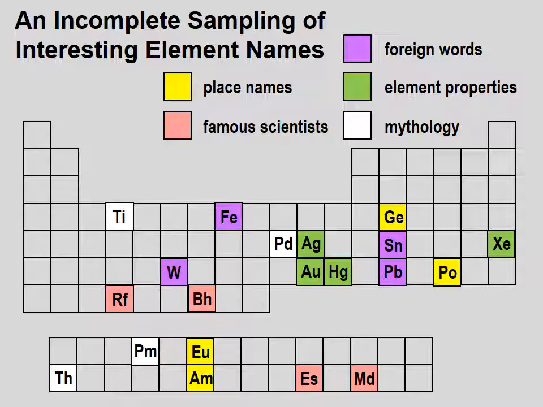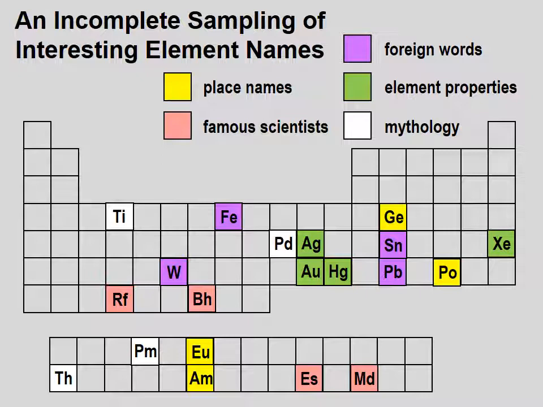The elements I've colored in purple are derived from foreign or non-English words. Right in the middle of the table we have Fe, which is iron, which comes from the Latin word ferrum. Below and to the left of that, W is tungsten, which comes from the German word wolfram. And then to the right, Sn is tin, coming from the Latin word stannum, and below that, Pb is lead, from the Latin word plumbum.